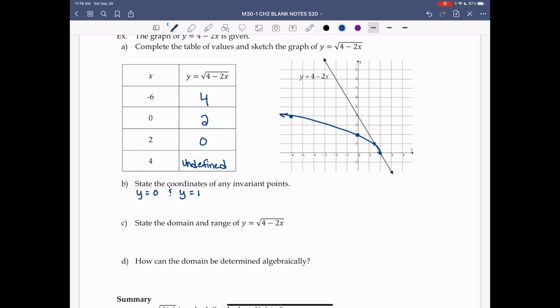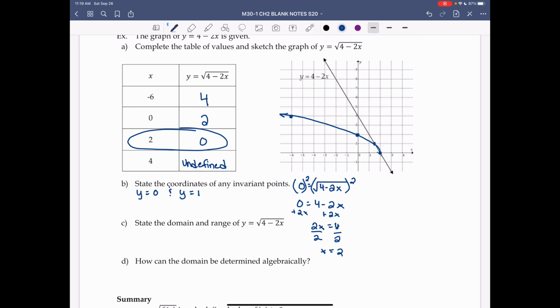Let's sub in y equals 0 because we see that it's here. So we should get x equals 2. So let's give it a try. 0 equals the square root of 4 minus 2x. We need to square both sides to get rid of the square root. 0 squared is still 0. We have 4 minus 2x. Then we want to move our x's to one side and have our non-x's on the other. I'm going to add 2x to both sides. We get 2x equals 4, and then divide by 2. We get x equals 2.